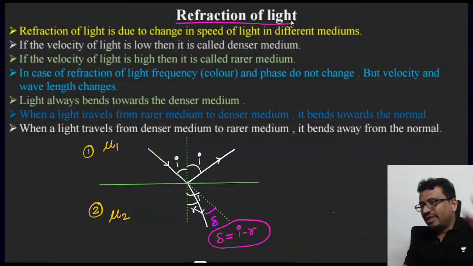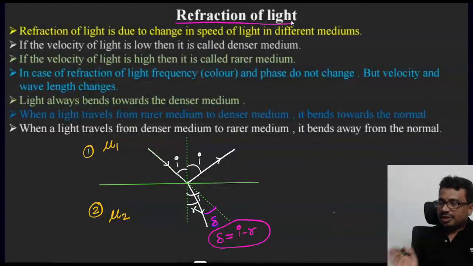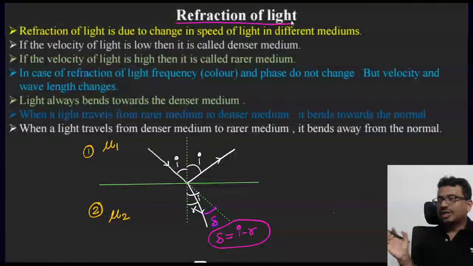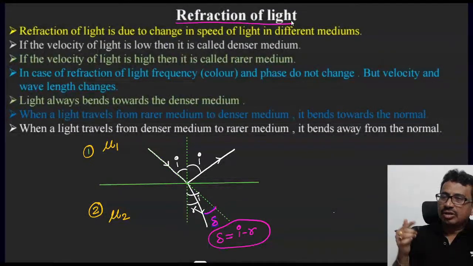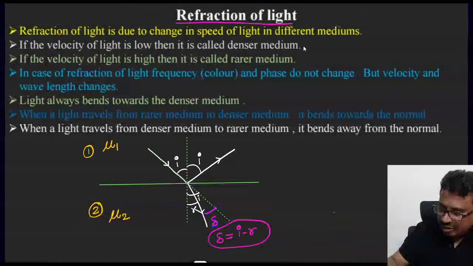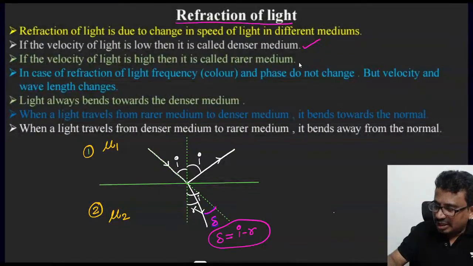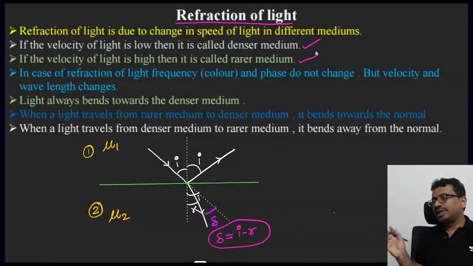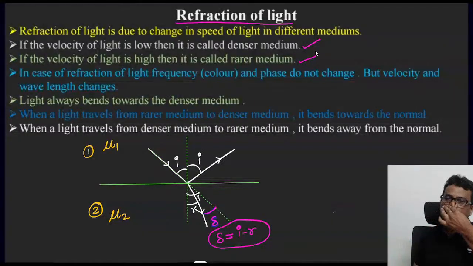Why can a deviation happen, that is, bending of light happens because of the velocity change. Different mediums have different velocities of light. If the velocity of light is low, then we can call that a denser medium. If velocity is high, that is called a rarer medium. So in the denser medium, velocity of light is low. In the rarer medium, velocity of light is high.